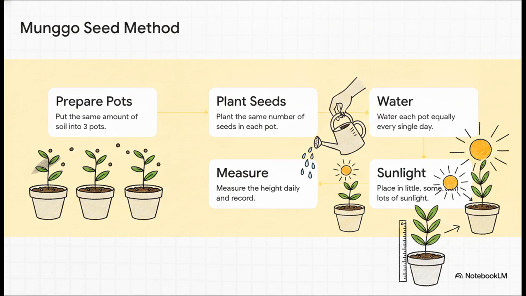Step 1, put the same amount of soil into 3 pots. Step 2, plant the same number of seeds in each. Step 3, water each pot equally every single day. Step 4, place 1 pot in little sunlight, 1 in some, and 1 in lots of sunlight. And finally, step 5, measure the height daily and write it down. Notice what we did there? Sunlight is the absolute only variable we're altering across our 3 pots. We kept the soil, the seeds, and the water identical. And that is how you set up a flawless scientific test.